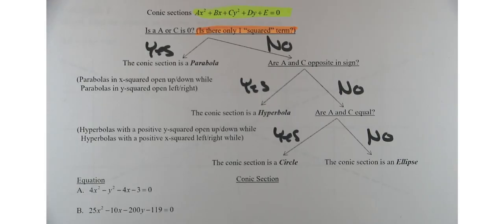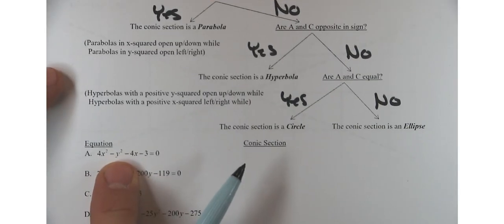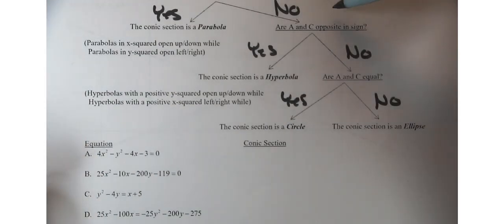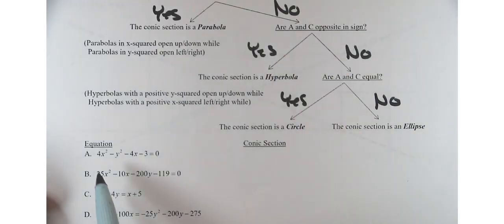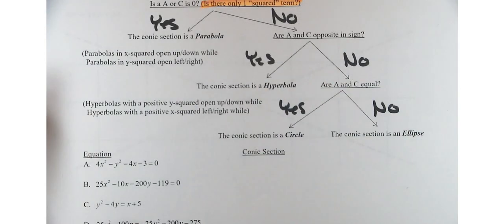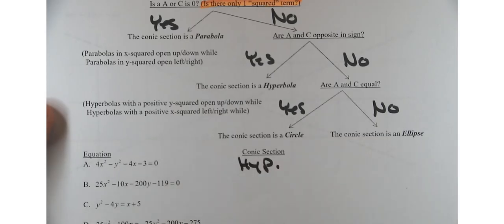Let's see if we can practice with that, and maybe I'll do 2 of these with you. So for instance, let's take a look at the first one. Is there just one squared term? No. So I branch down to here. Are A and C opposite? Those are the coefficients of the squared terms. Are they opposite in sign? Yes. So if they're opposite in sign, you get an early exit ramp from this little tree diagram. And that's going to be a hyperbola.